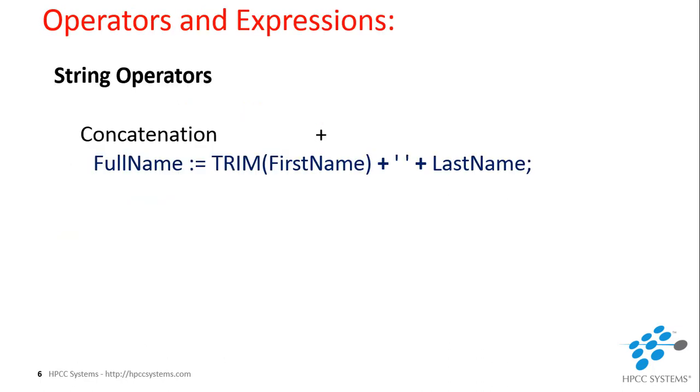Regarding strings, there's only one operator that's interesting here, and that is the concatenation operator. So when we want to concatenate two strings together, we can also combine that with the use of a special function called trim, which lops off the trailing spaces and allows us to concatenate strings and give us a very elegant result in full name.